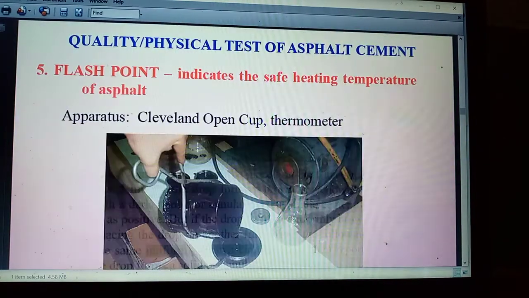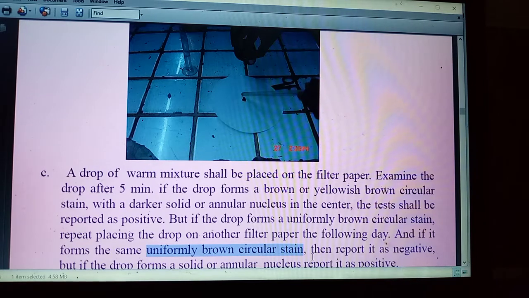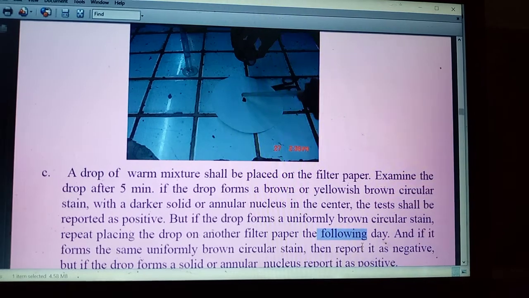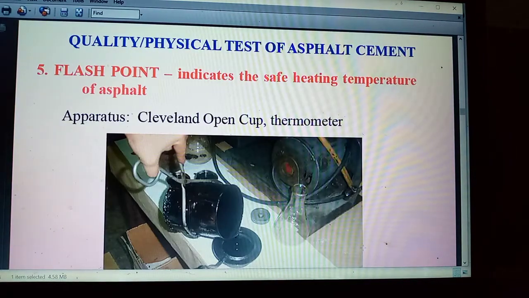Pero gawin mo to ng dalawang beses, okay? Ito yung ibig sabihin niya, gawin mo to ng dalawang beses. So hindi ibig sabihin na uniformly brown circular stain siya instead of brown or yellowish brown circular stain. Para maging positive, hindi mo siya agad sabihin na negative siya. Try mo ulit the next day, okay? The following day. At kapag hindi pa rin, brown circular stain pa rin, negative na siya. Pero pag nabuo na tong brown or yellowish brown circular stain, positive siya, okay? So, yan yung spot test.